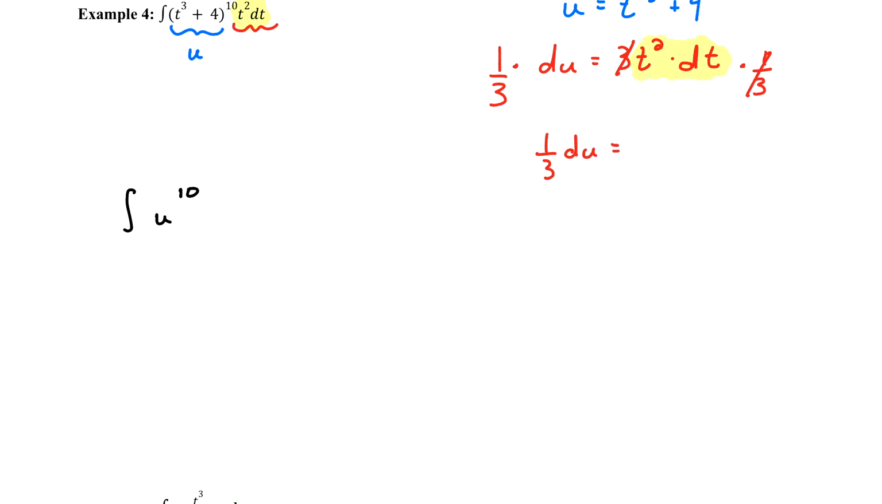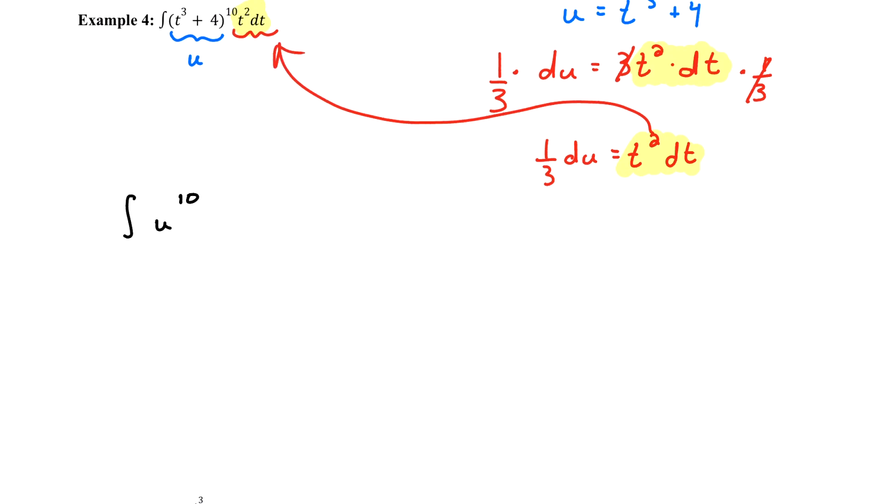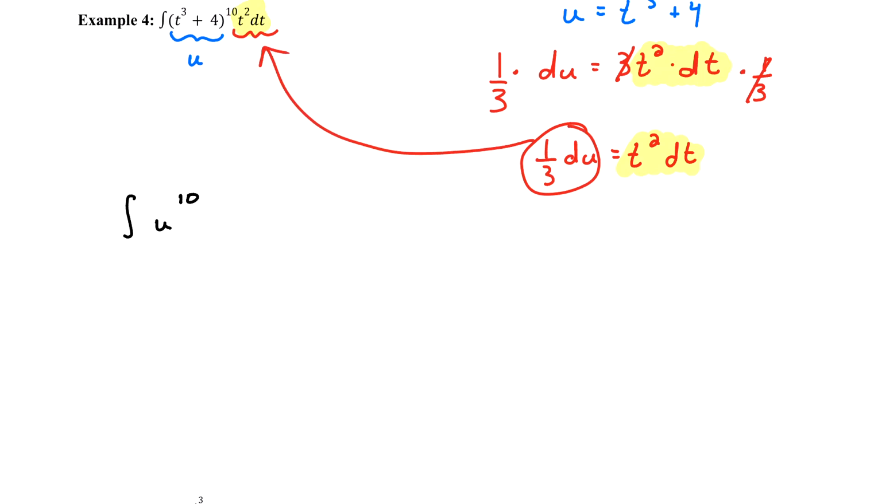And on the right-hand side, we're just left with a t squared dt, which again, that's the piece that I want. So the t squared dt, that matches up exactly with what we have in our indefinite integral, which means when I take out the t squared dt, I'm going to replace it with 1/3 times du. That's the piece that's going to go right there. So I'll have u to the 10th times 1/3 du. So we were still able to make our substitution. We just had to do a little bit of adjusting here by multiplying both sides by that 1/3.